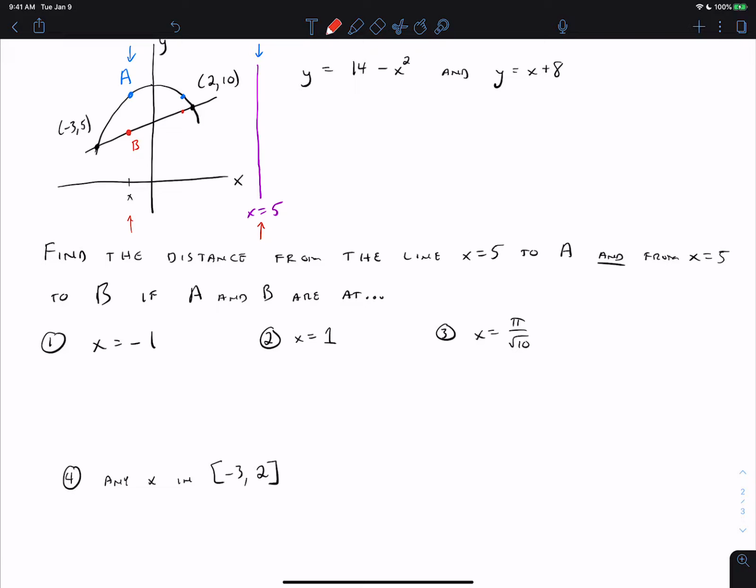Pause the video and do this for problem 1 only. Real important you do it before I do it. So do it before I show you, but do problem 1, pause the video, and then check it with me in just a second.